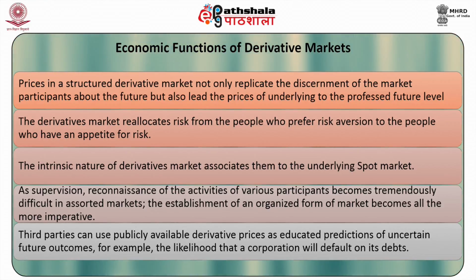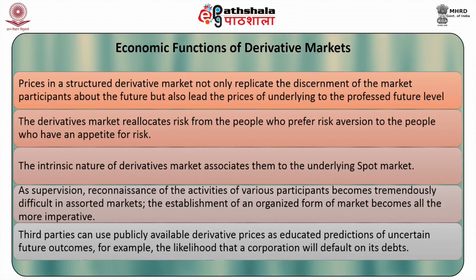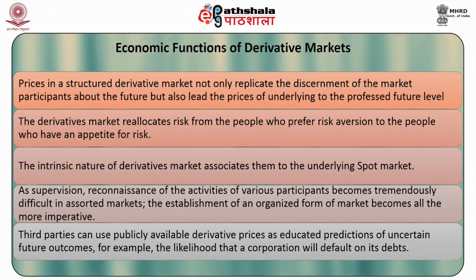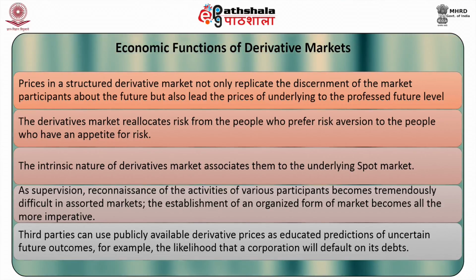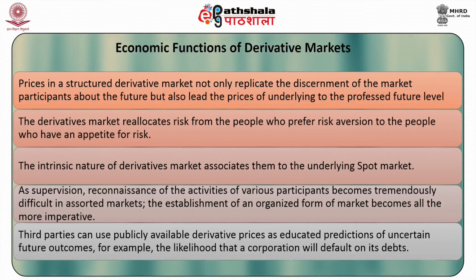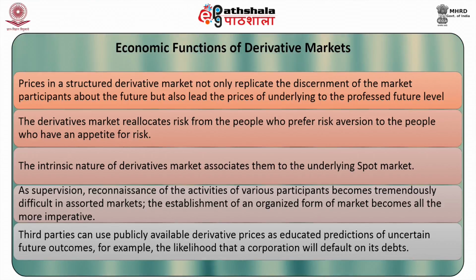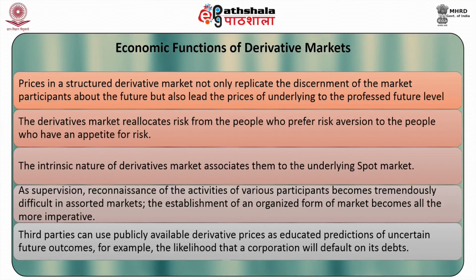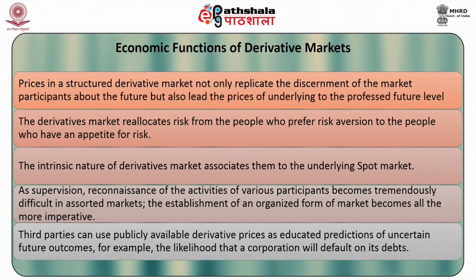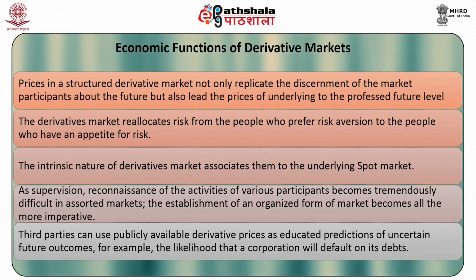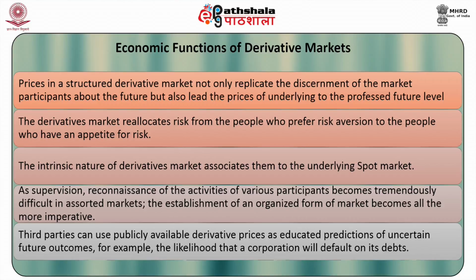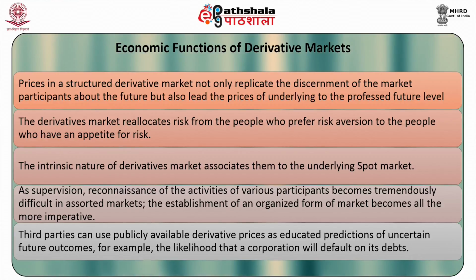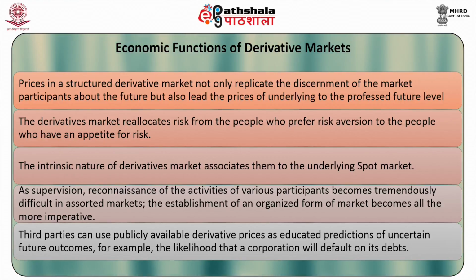Second, the derivatives market reallocates risk from people who prefer risk aversion to people who have an appetite for risk. Third, the intrinsic nature of the derivatives market associates them with the underlying spot market. Due to derivatives, there is a considerable increase in trade volumes of the underlying spot market. The dominant factor behind such an escalation is increased participation by additional players who would not have otherwise participated due to the absence of any procedure to transfer risk.